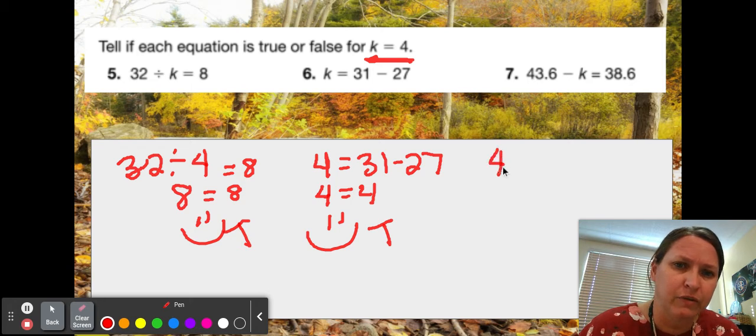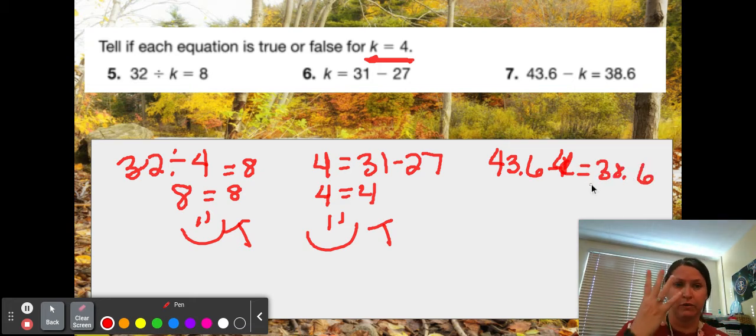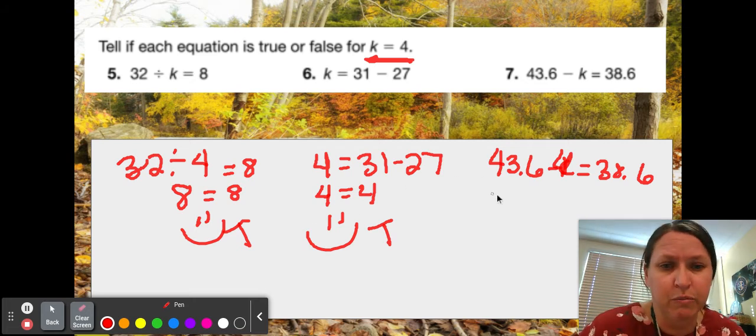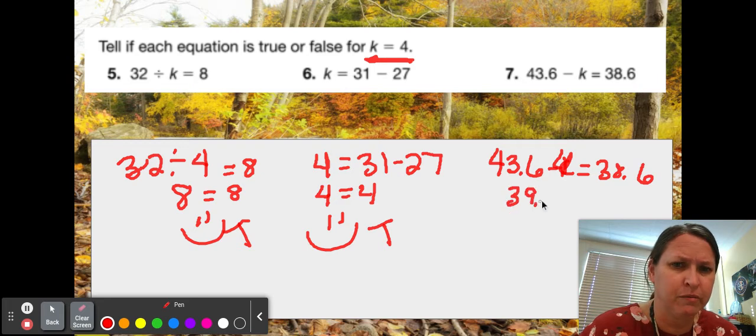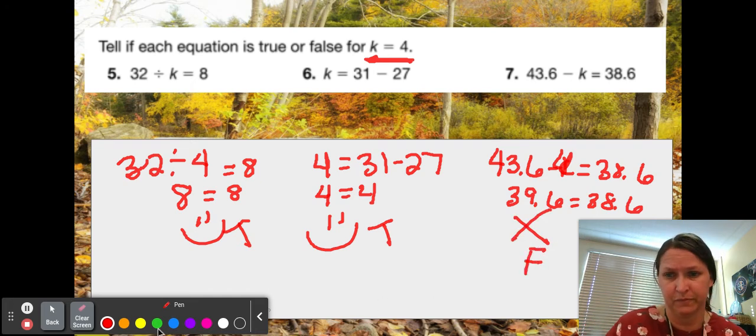Now let's look at 43.6 minus k, which is 4, equals 38.6. 38, 39, 40, 41, 42. 43.6 minus 4 is 39.6. So this one would say 39.6 equals 38.6. Does that work? No, it does not work. So this one is false.